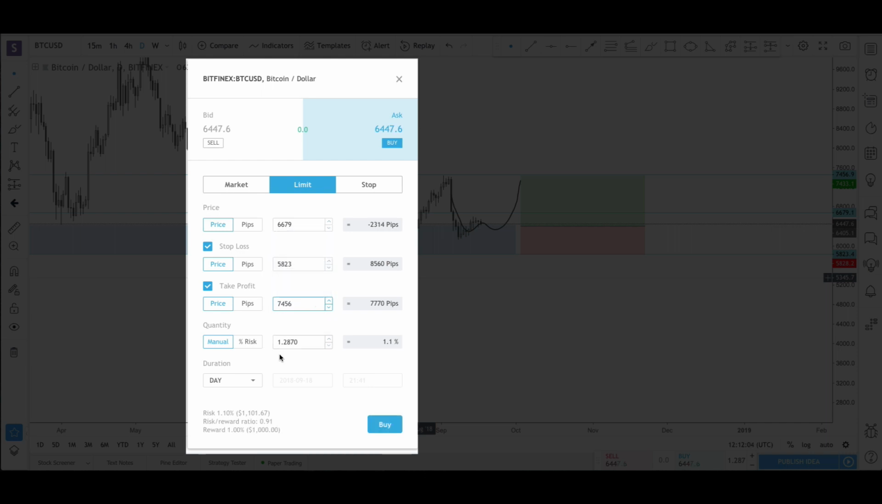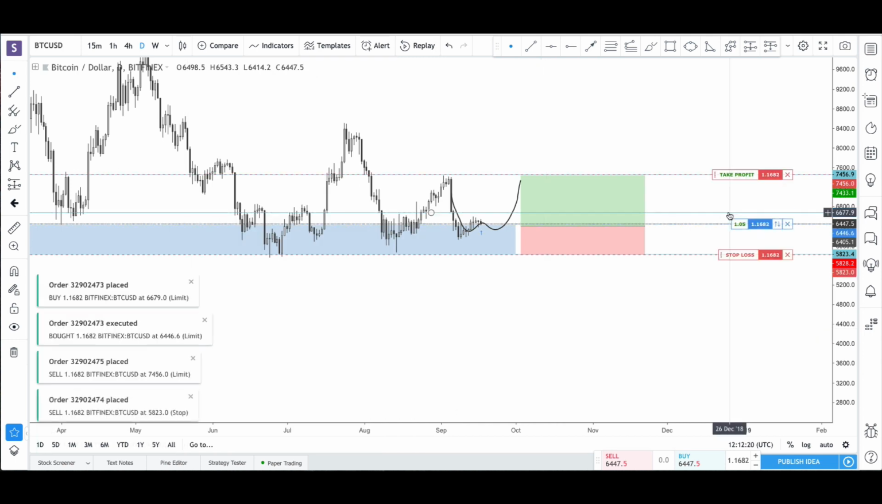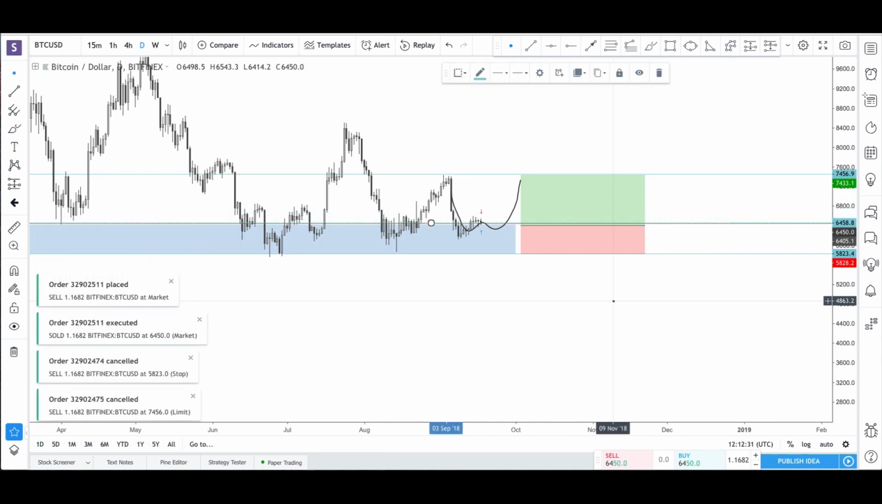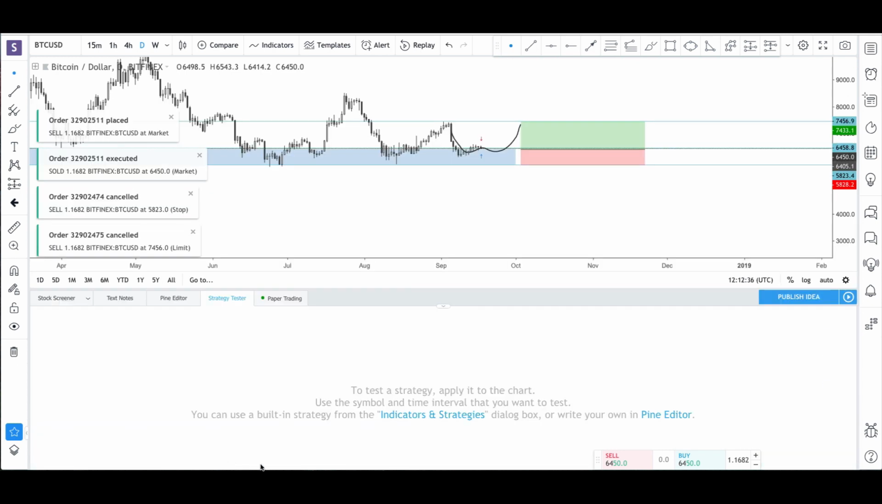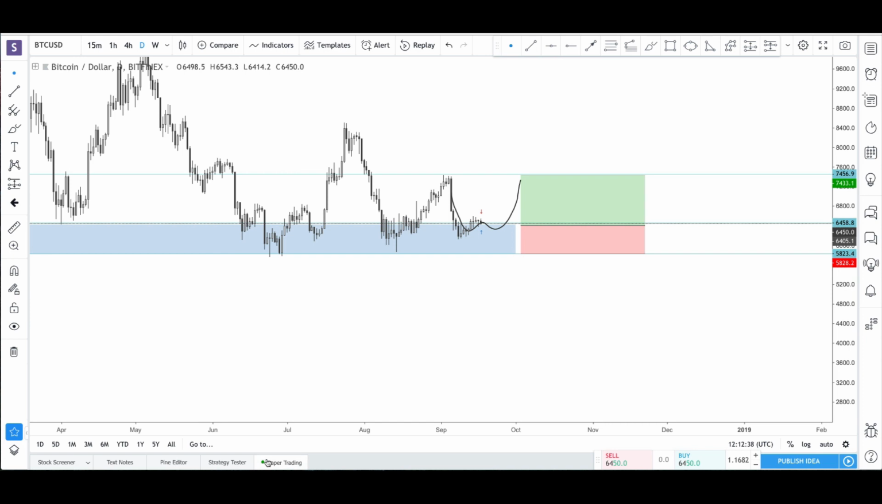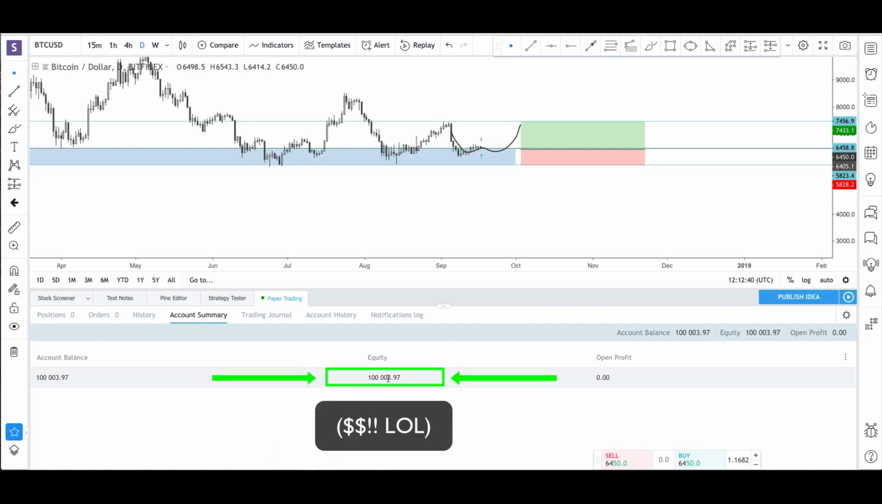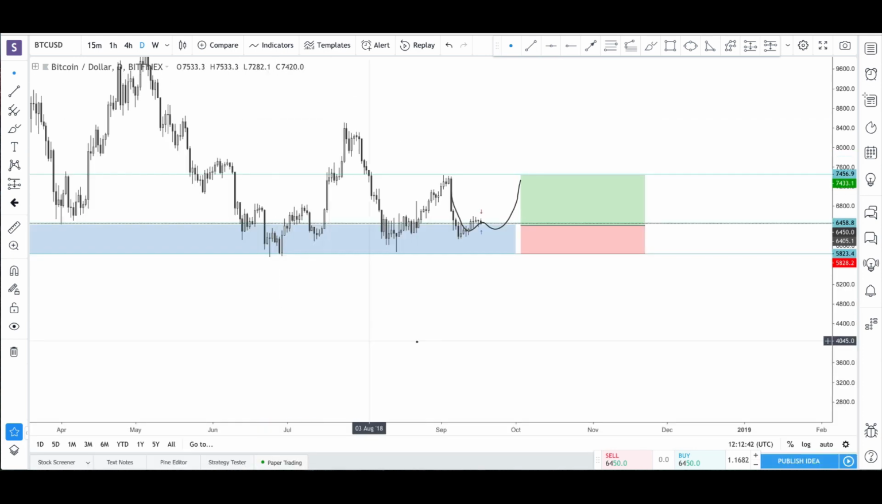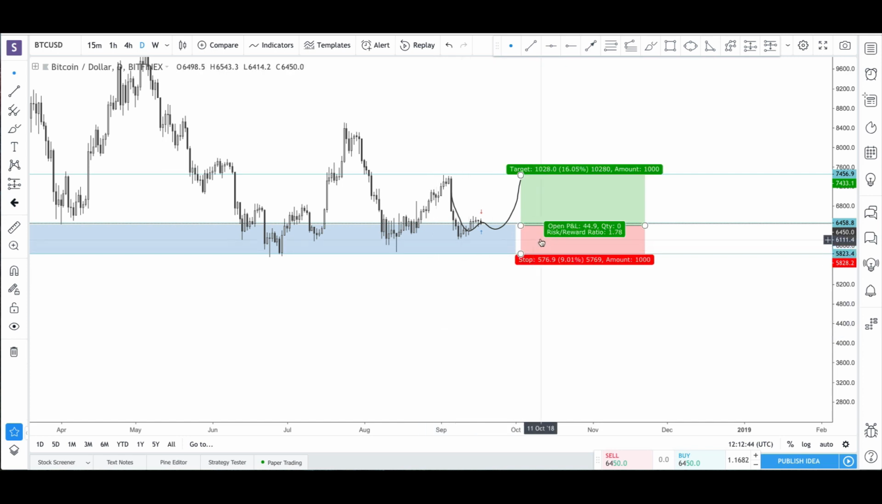Again, my risk in percent, 1% of my account. Daily duration, hit buy, and there we go. That's activated. So I'm just going to cancel that. So we just made $3.97 accidentally. Okay, that's about it for paper trading.